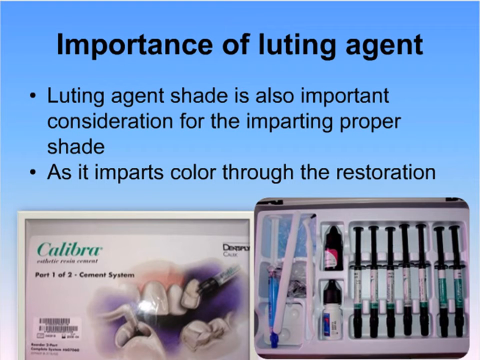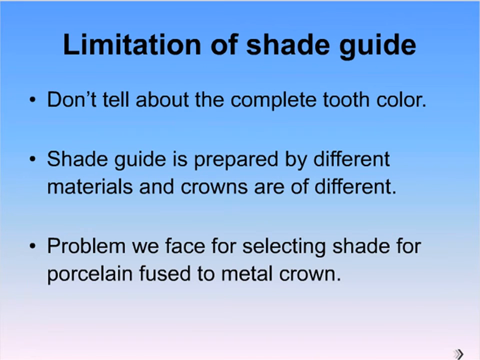Here, very important notice: the luting agent, especially in veneer cementation, is very crucial for the shade selection due to the decreased thickness of the porcelain used for the veneer, from 0.3 to 0.5 millimeter thickness. So the cement may appear or may reflect on the final shade of the restoration.